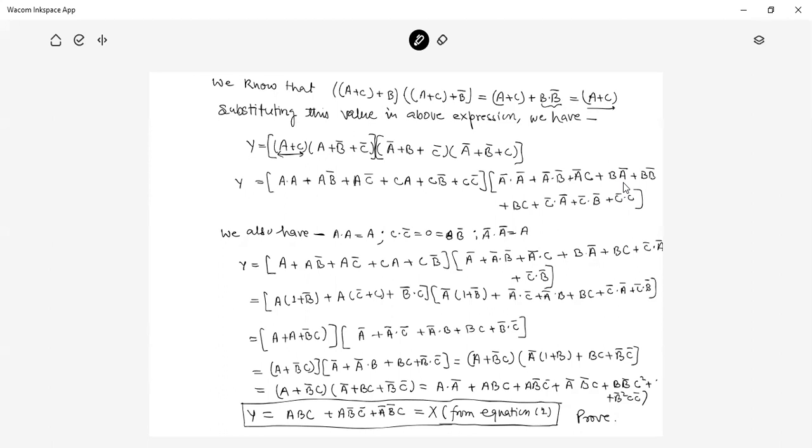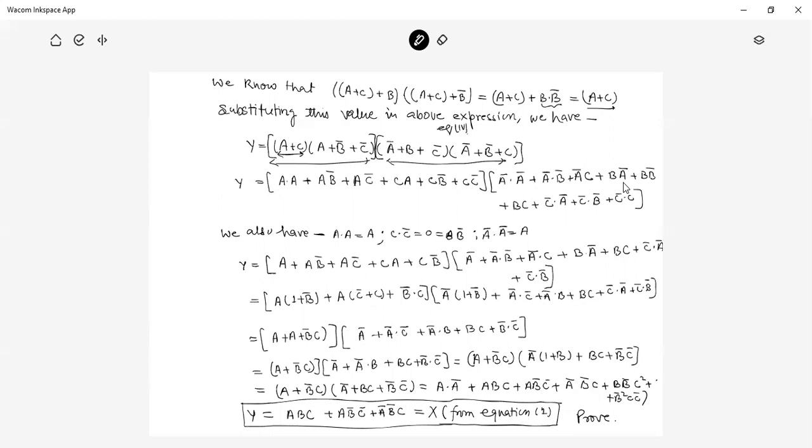From the above equation, what is it? Equation number 4. This is equation number 4. So this is A bar, and the remaining two terms are A bar plus B plus C bar. So what do we have? We have to multiply these two brackets in one way, and the other two brackets in the other way.